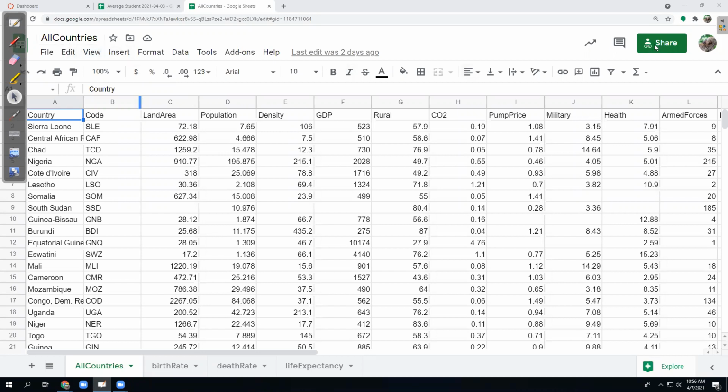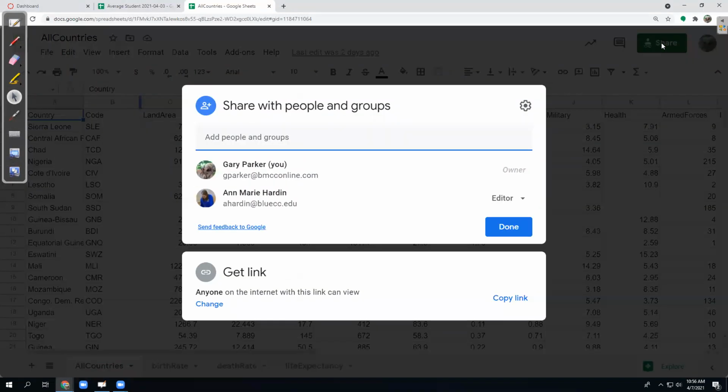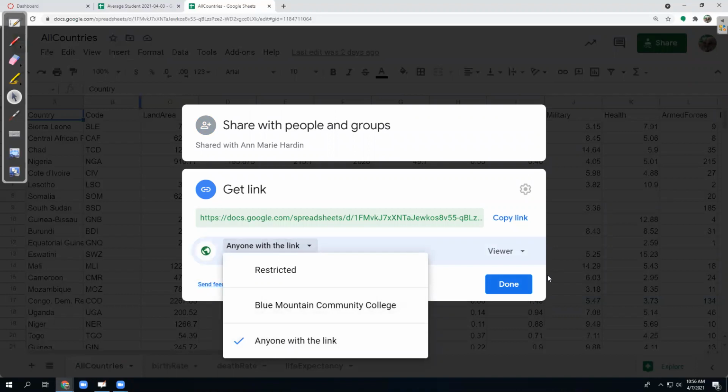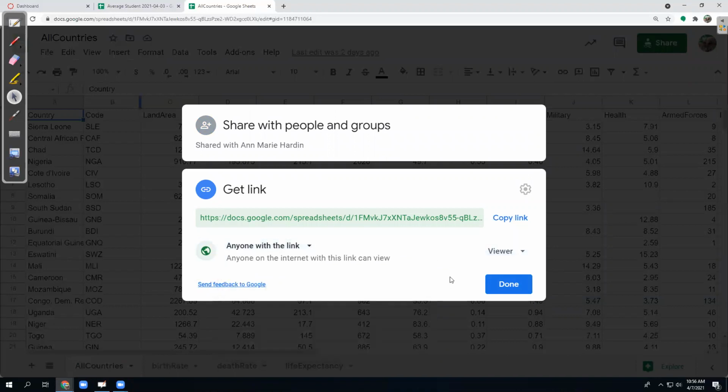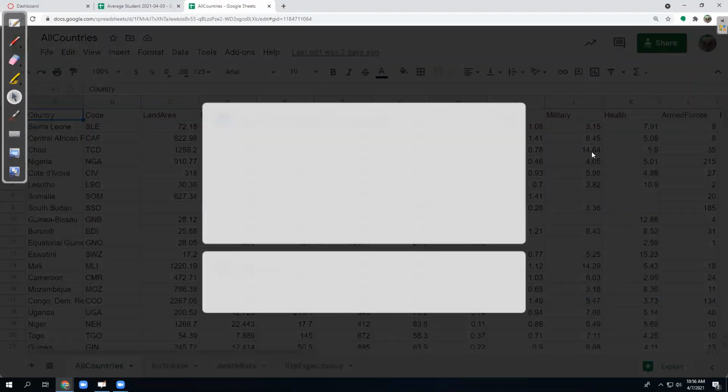If not, I'm going to share it. And remember, when we share a Google thing, we want to make sure that the get link is set to anyone with the link can view it if we want to share it with each other, like your teacher for a grade or someone in the class. Oops, I forgot to hit copy there.